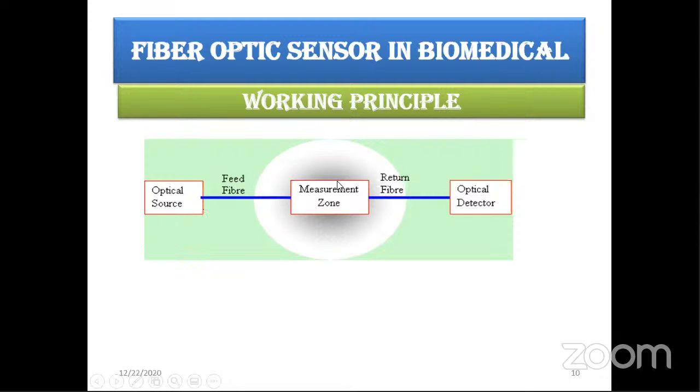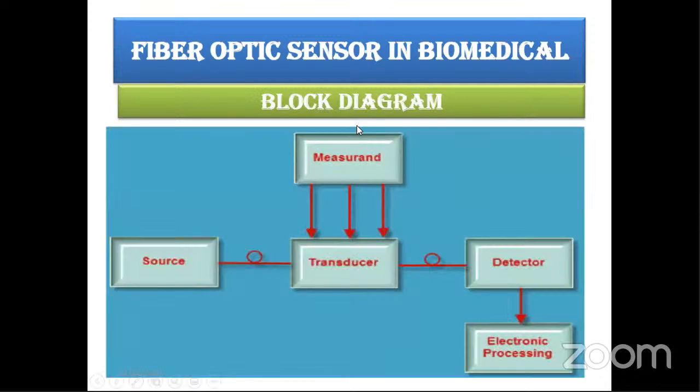Whenever required, we can place this. Actually, this measurement zone is the transducer. Here the sensor is placed. The light parameters will be measured here, and if there is any change, it will be intimated to the detector. This is the concept. Actually, I am showing that figure again.